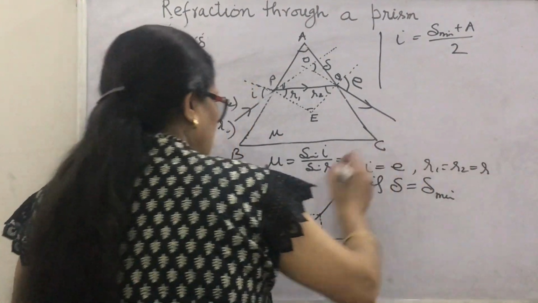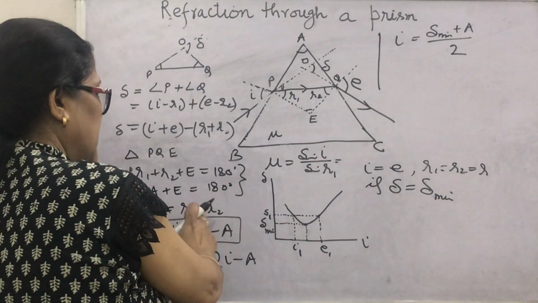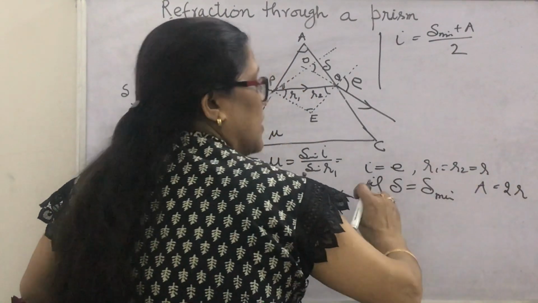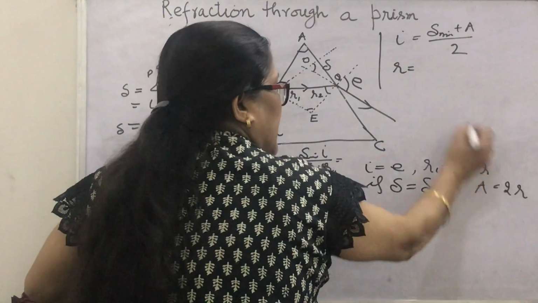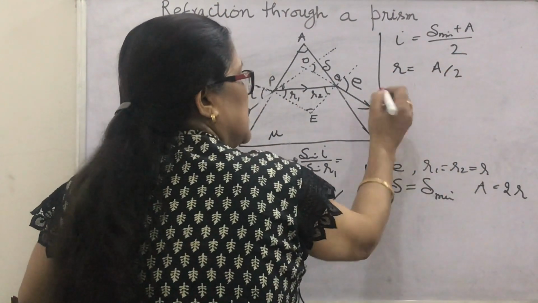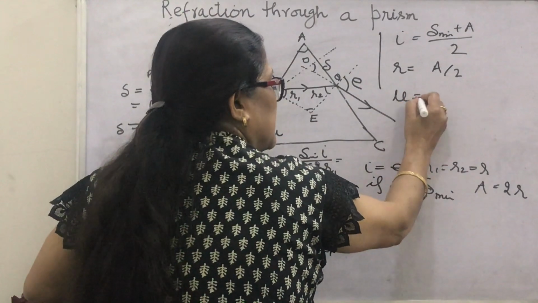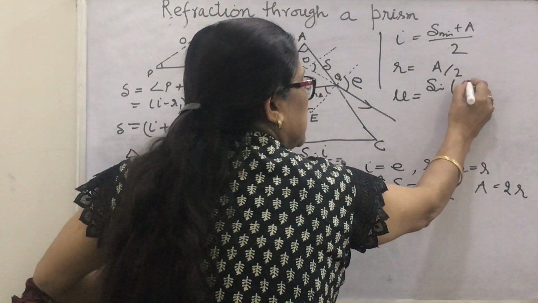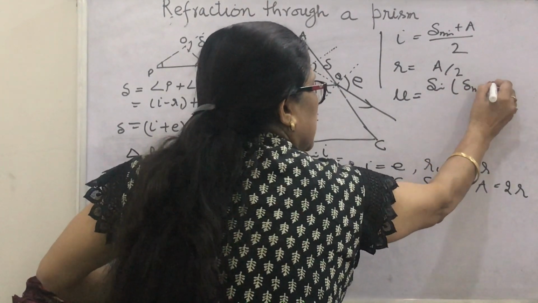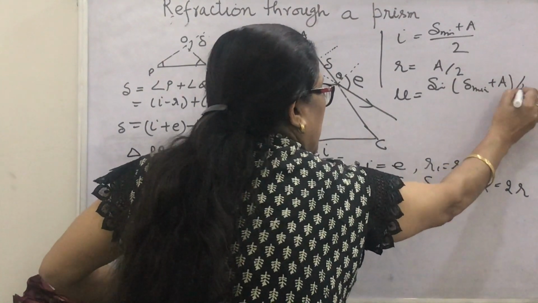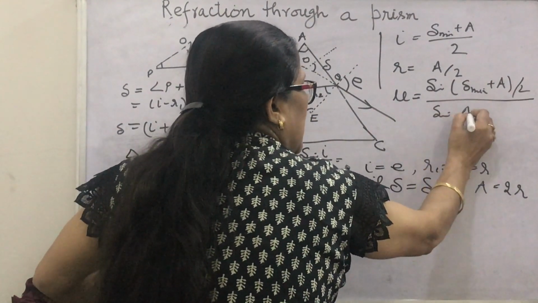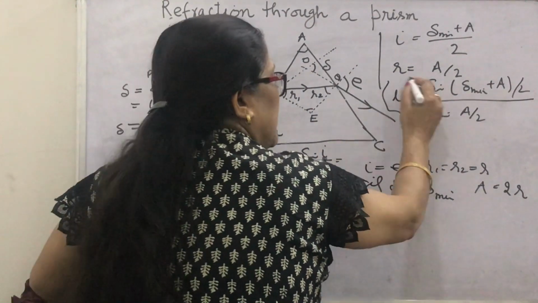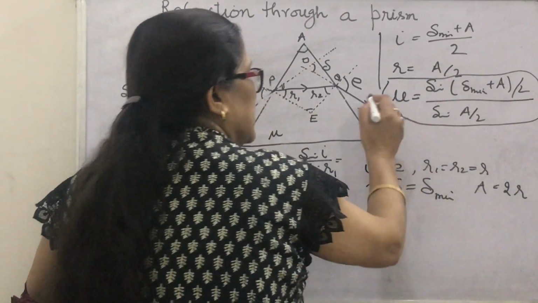Suppose this is equal to R. Put here R1, R2 are the same. Suppose they are R. Then what can you write? A as 2R. Then what will be the angle of refraction? R will be A by 2. Now use Snell's law. Then mu equal to sin I upon sin R. What is sin I? I means delta minimum plus A by 2, upon sin A by 2. This is how you derive the refractive index formula for a prism.